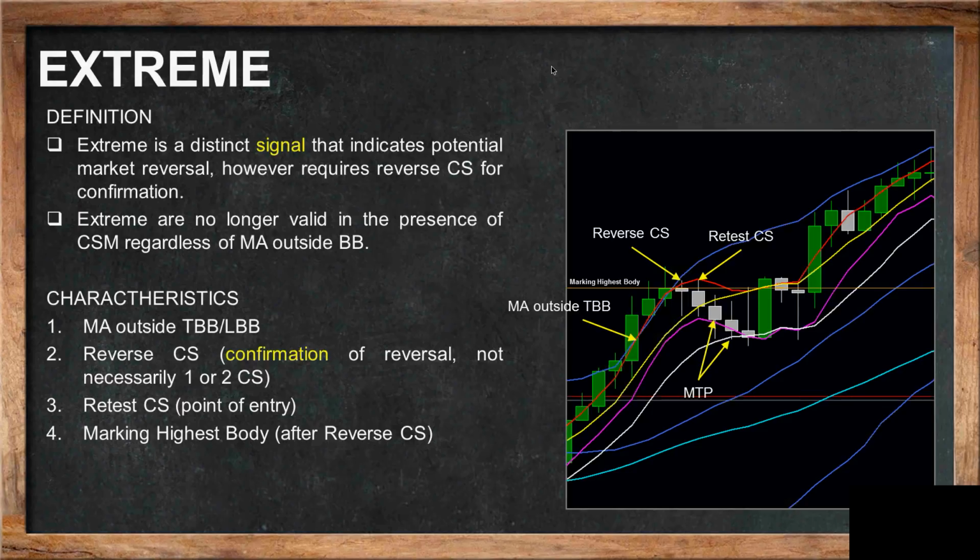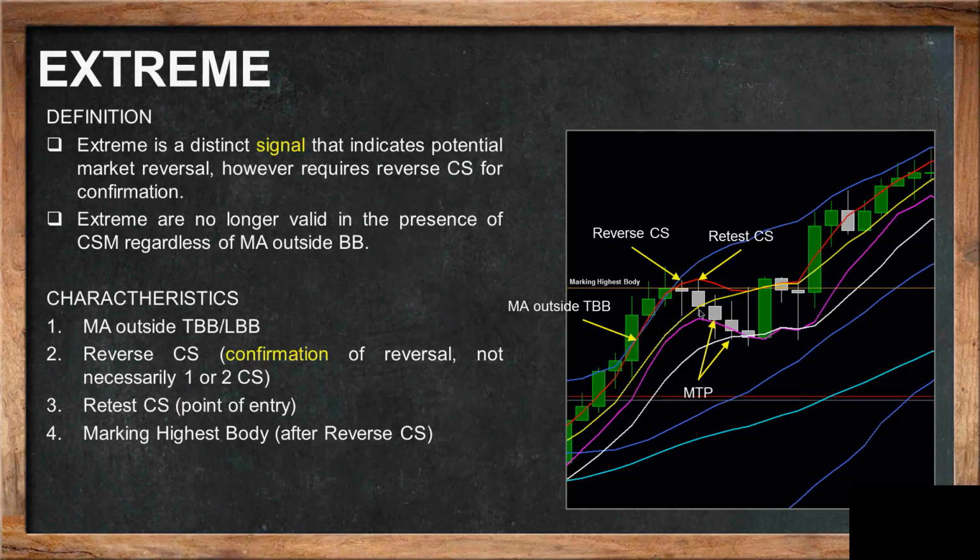All right. So what are the characteristics of extreme? There are four. Okay. First of all, you need to have MA outside of the Bollinger Band, so it's either top or low. Then you need to make sure that there's a reverse candle. As soon as you have a reverse candle, then you know there's a potential of market reversal.